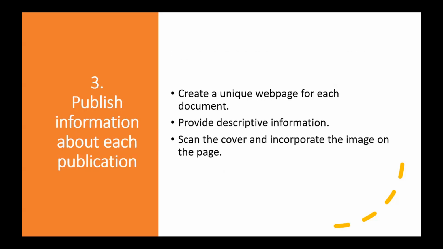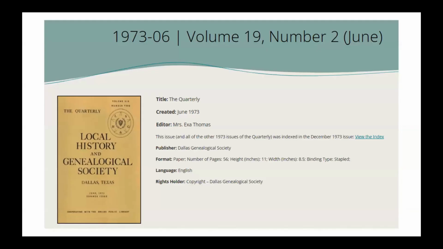Once you know what documents you have created and have information about them, you can go to your website and start creating information on a web page. And I recommend creating a unique web page for each document, which at this stage is only going to contain descriptive information about the document, because obviously we haven't digitized anything yet. And if you have the time and the resources, you can scan the cover and incorporate that image on the page as well. So your page will look something like this.